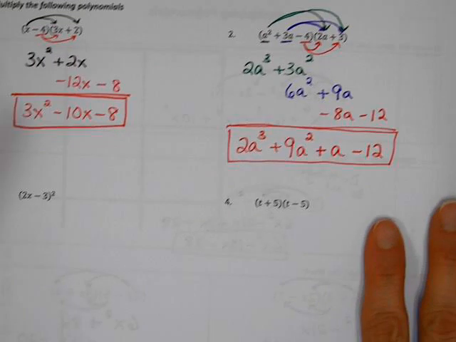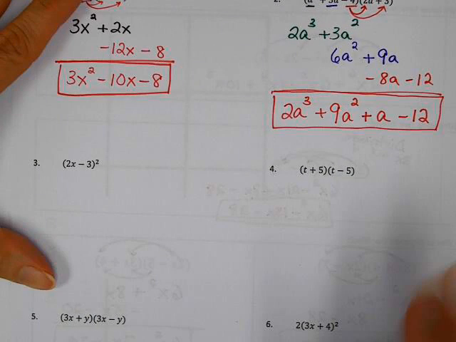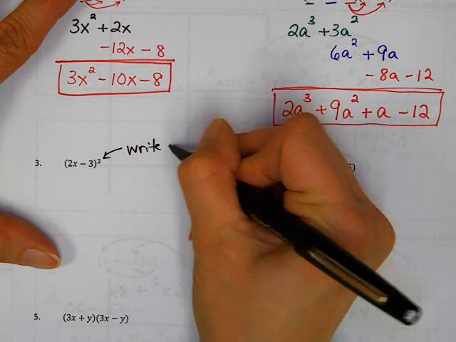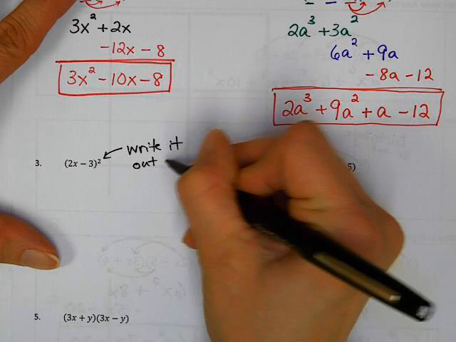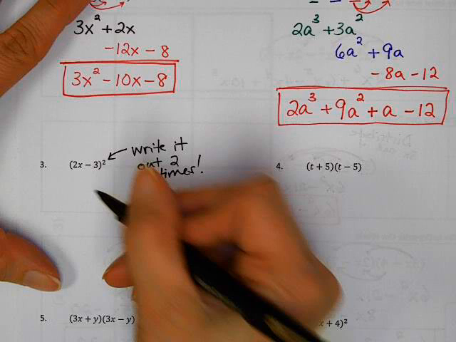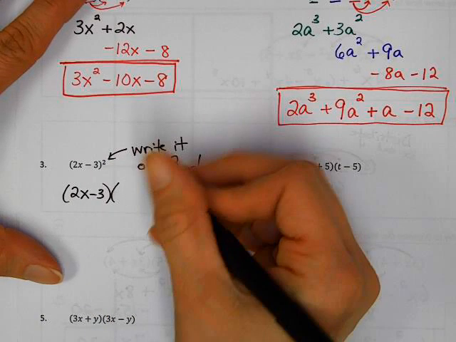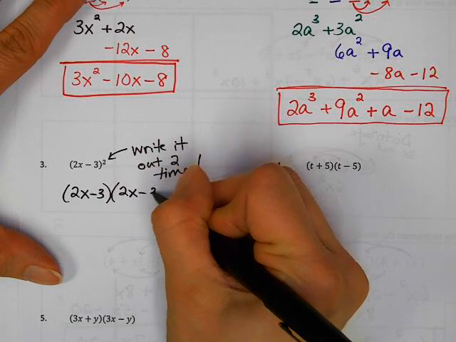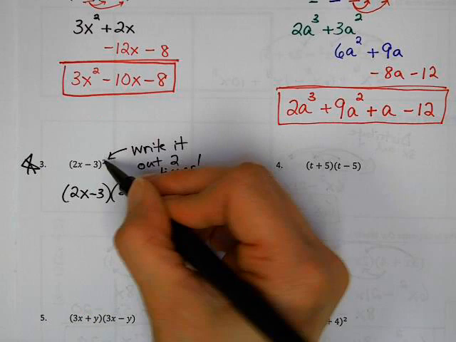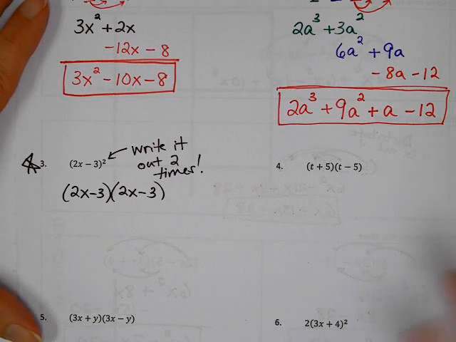Okay, let's take a look at number 3. The best way to do number 3, I'm going to put a little note here. This means write it out 2 times. So when you have a squared, it means 2x minus 3 times 2x minus 3. That's the secret there. Let's put a star there. If it says squared, you write it twice. If it said cubed, you would write it out 3 times.